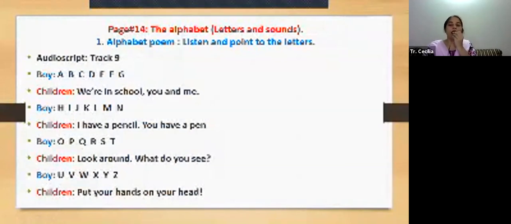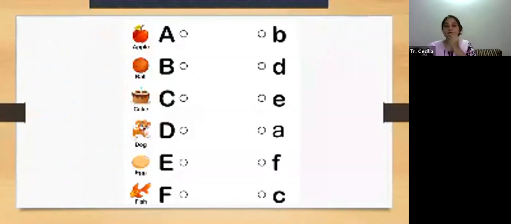Now, I'm going to give you some work. Okay. See here. Can you see the picture? Hope it is clear to you. You will get it in the worksheet also. So here are pictures of the things. Apple, ball, cake, dog, egg, fish.